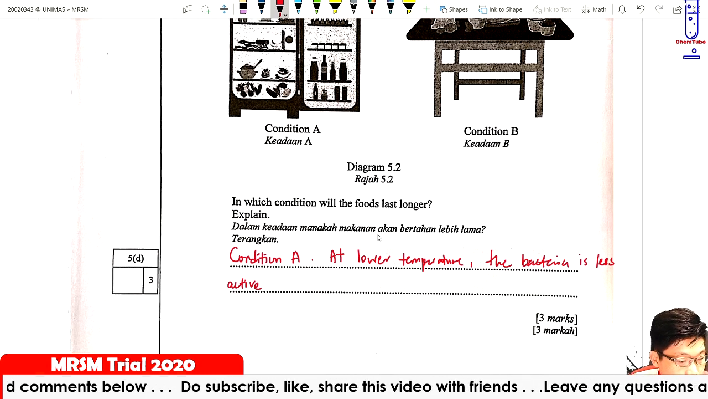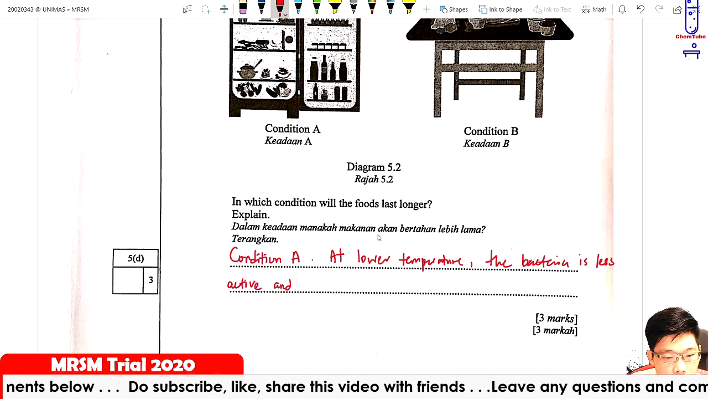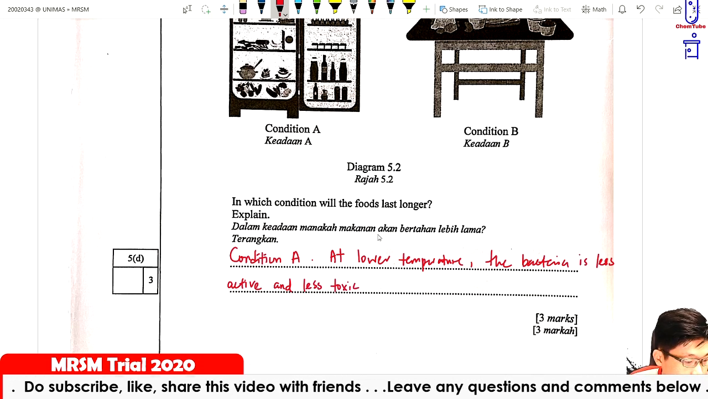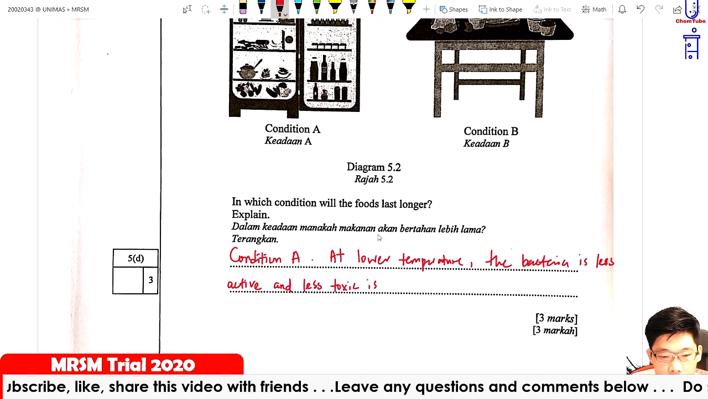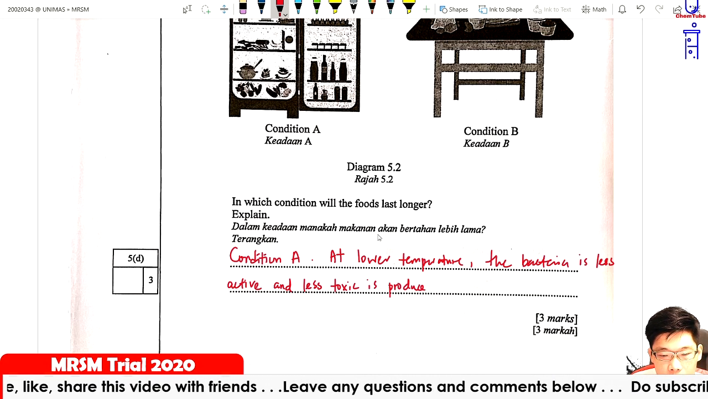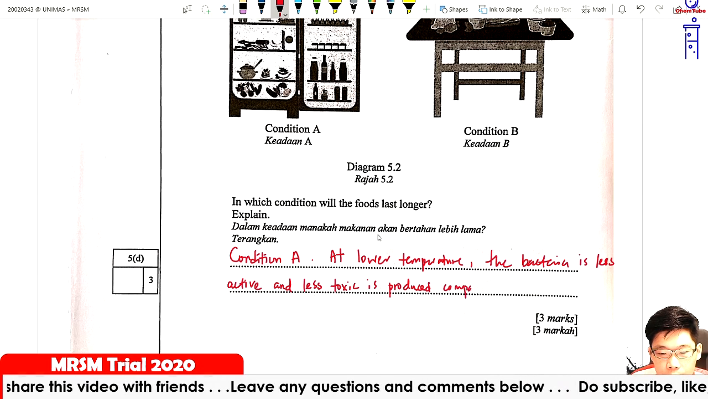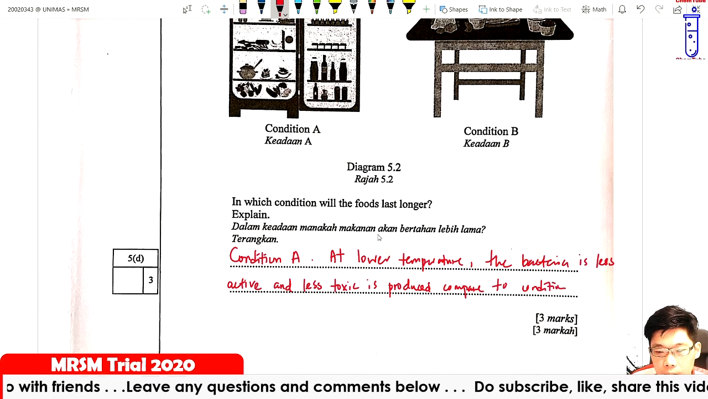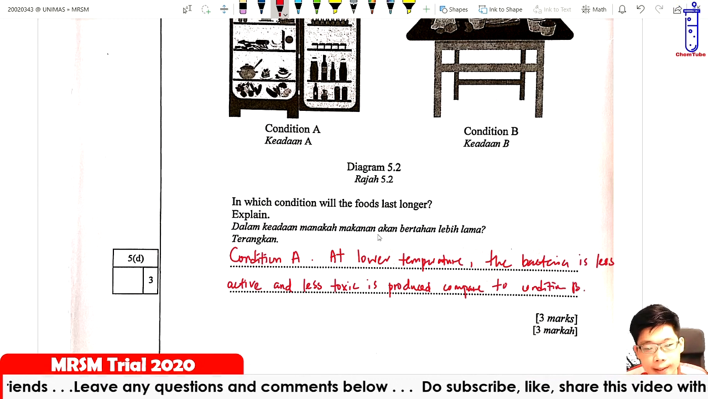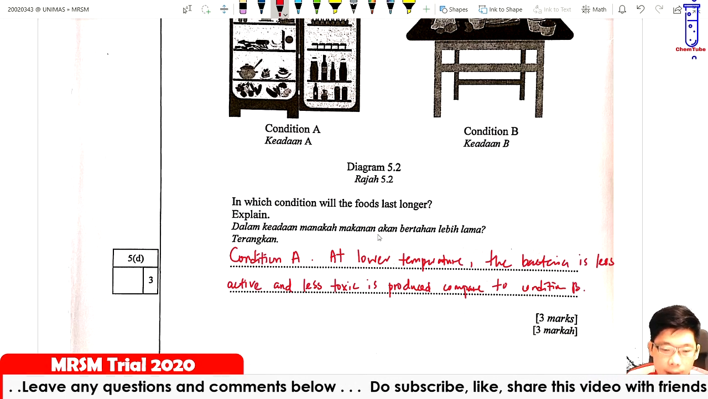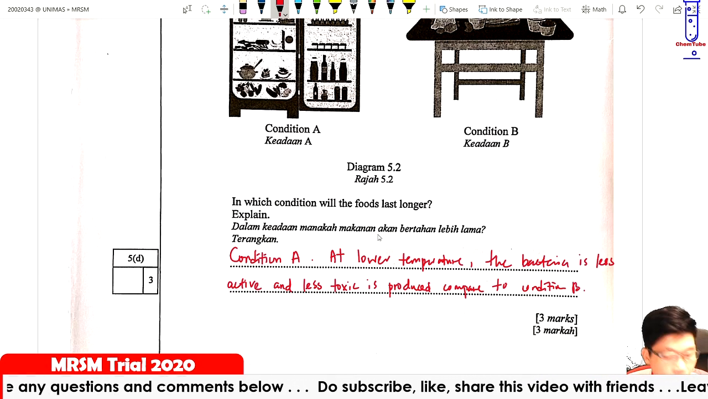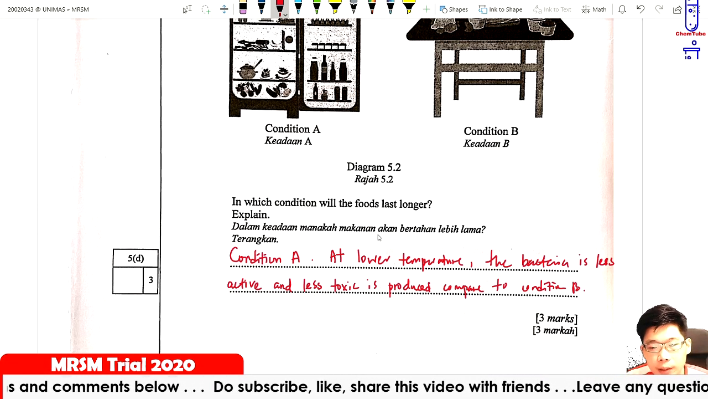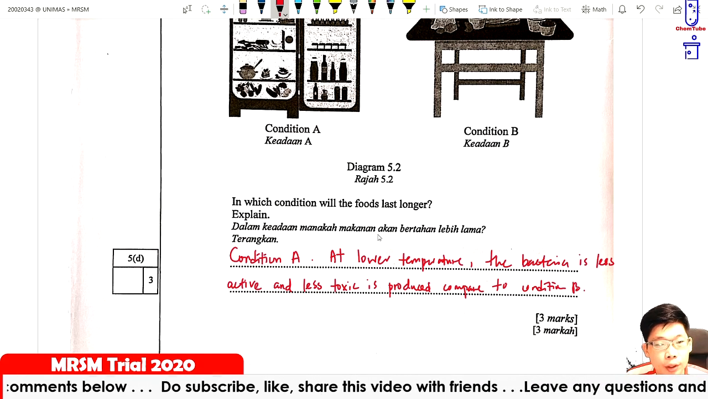So less toxin is produced compared to condition B. If less toxin is produced, then the food can last longer. In condition B, at a higher temperature, the bacteria is more active and produces more toxin.